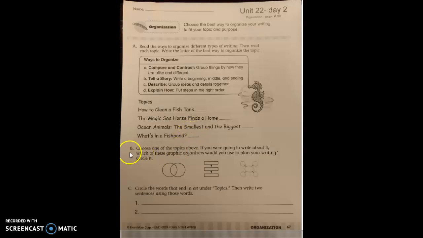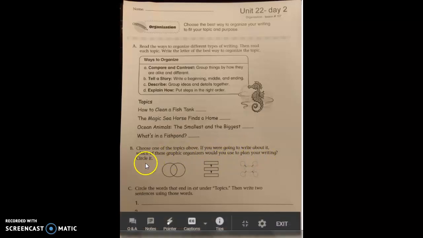Now, looking at letter B, you see some graphic organizers. We're going to choose one of the topics above, and if you were going to write about it, which of the graphic organizers would you use to plan your writing? Let's look at the organizers first. The first one is a Venn diagram. Venn diagrams, as you know, are used to compare and contrast things. The middle one is more of a sequencing, so that could be used either to do a beginning, middle, and end, or to put steps in the right order. And the third one is more of a word web, where you're going to put different ideas into the different bubbles. So now choose one of the topics above and circle the graphic organizer that you would use.